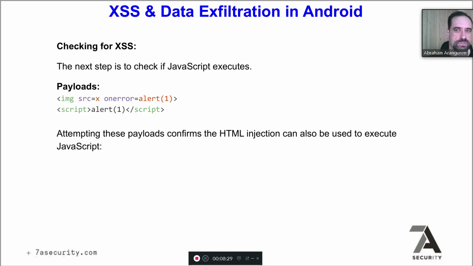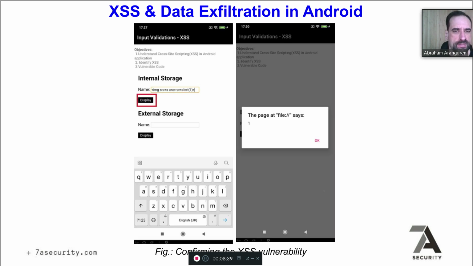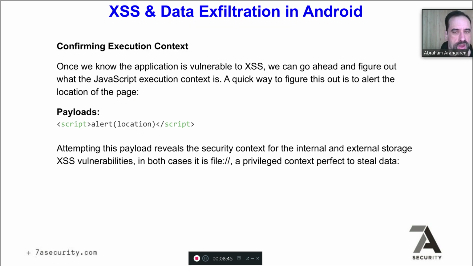Now the next step is to say, okay, we have HTML injection, but do we also have XSS, right? So we can try image source, onerror alert one, script alert one, and so on. If we get the alert one, then this means that we have XSS as well, right? So now the next question is, what is the security context in which this XSS is running, right? So the answer to that is something we will know with alert location.